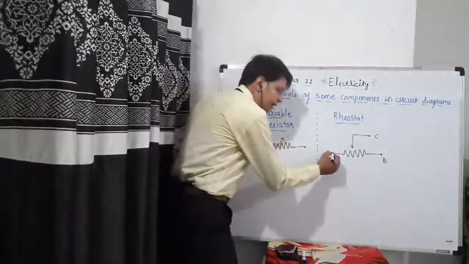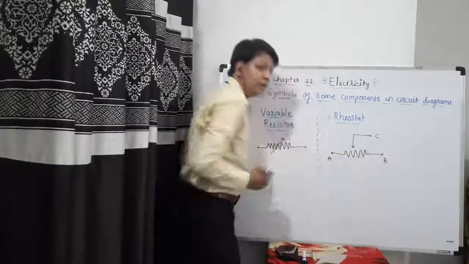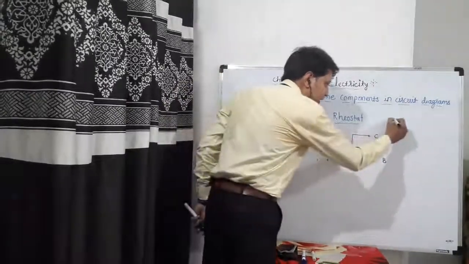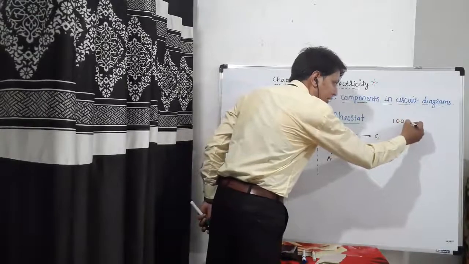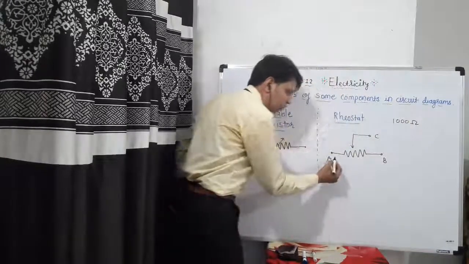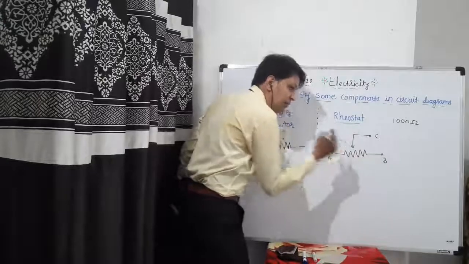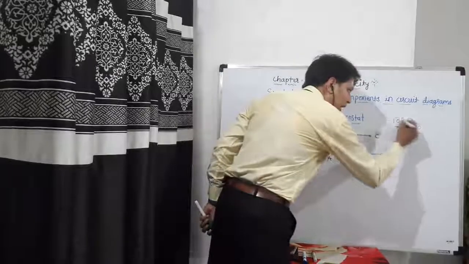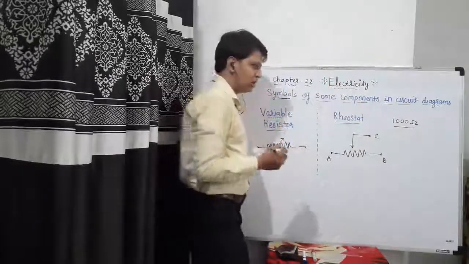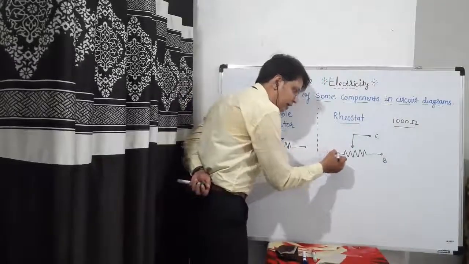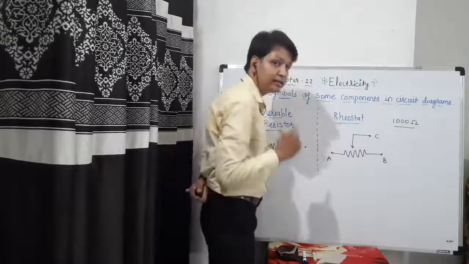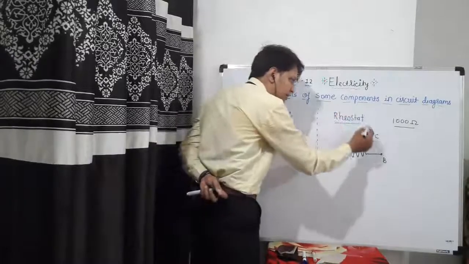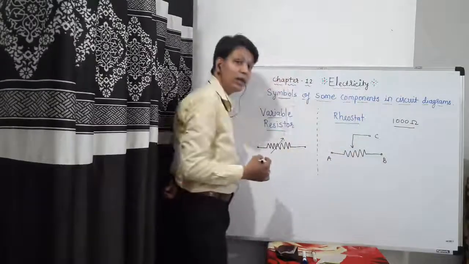If you apply terminals between A and B, let us assume the resistance of the rheostat is 1000 ohm. If you apply the terminals A and B in the circuit of this rheostat, then it will apply the total 1000 ohm resistance. But if you apply one end here and the other end at point C, then the value may change. This end is a variable end.